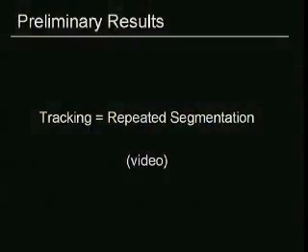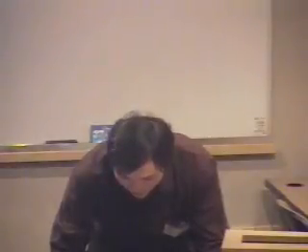Okay, here's another example. Again, neither the appearance model alone nor the boundary map alone can give you the segmentation, but if you put them together, it's possible. So now let me show the results. These are preliminary results. It's not perfect yet, but I hope that's enough to demonstrate that if you can do repeated segmentation, then you can do tracking.